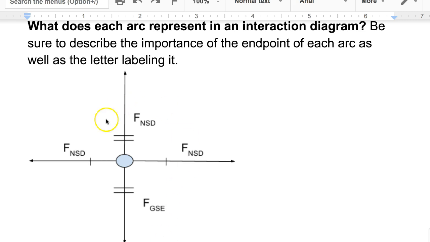In class, our next step will be to create a force diagram from this, to circle an object and create a force diagram. We're going to hold off on that for now and go over that in class.